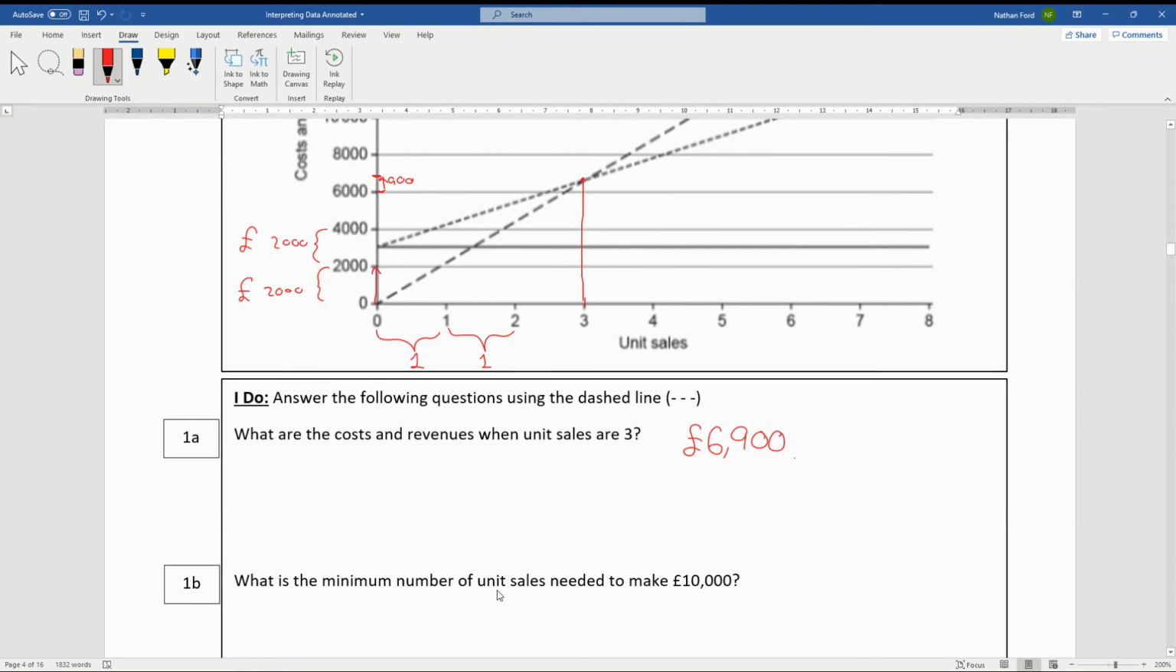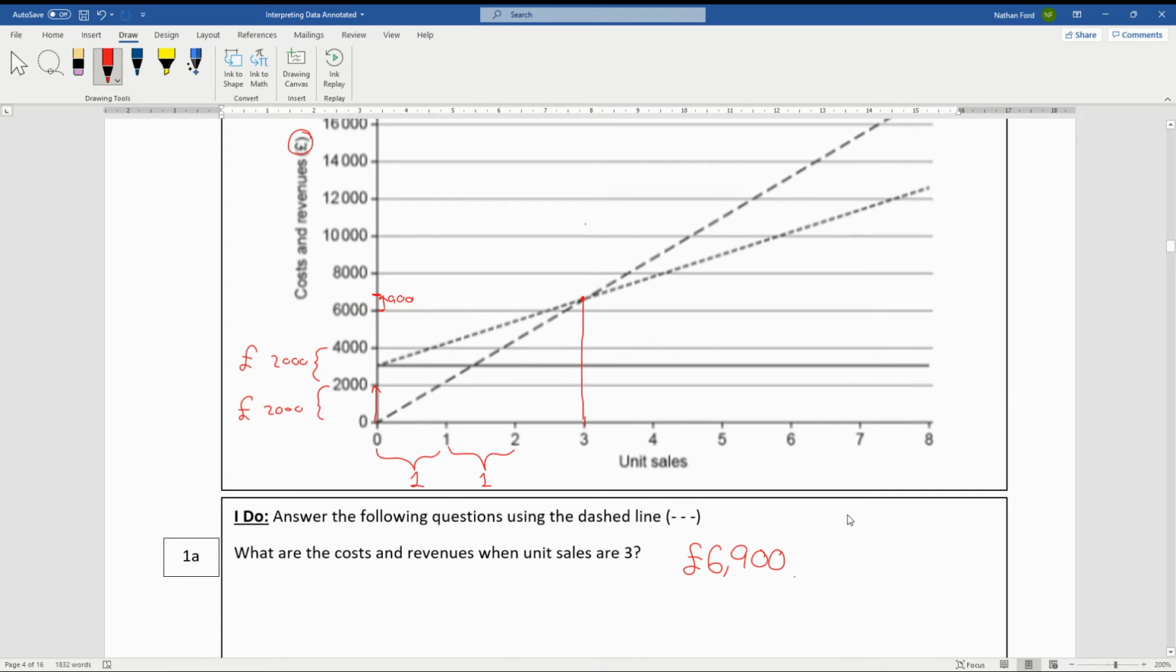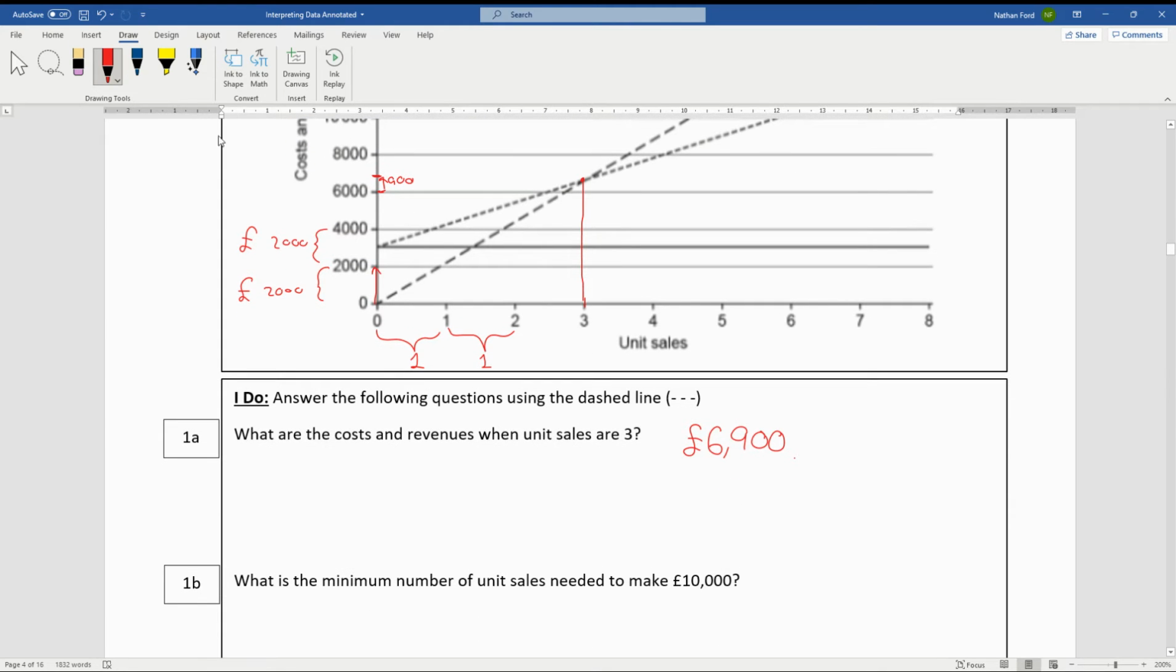What is the minimum number of unit sales needed to make £10,000? So in this case, what it's actually asking us to do is find unit sales given we want to make £10,000. We're just going to use the dashed lines, because we don't need to talk about the different businesses. You will learn about that in your classes. But what is the minimum number of unit sales needed to make £10,000?